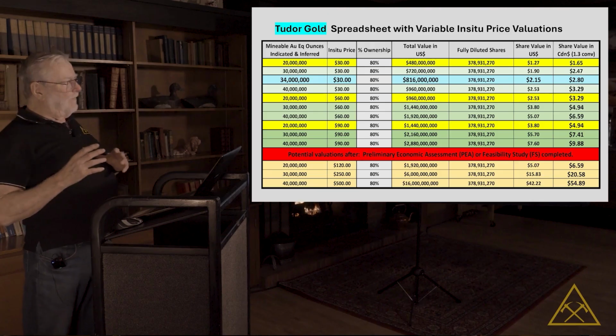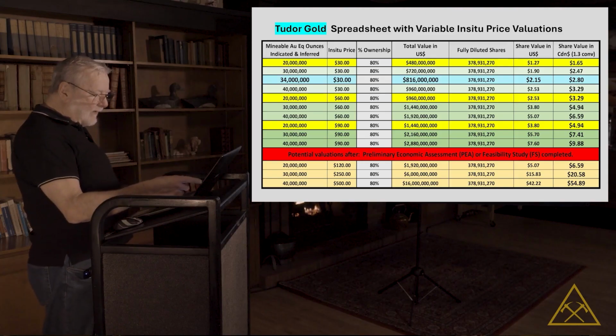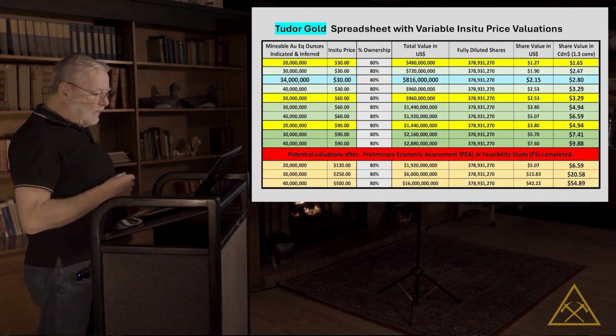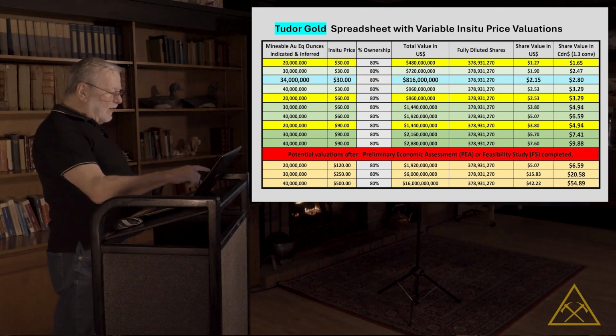What you want to do with the spreadsheet is start looking at what other acquisitions are being done for and see what those in situ valuations were. Then you can take that and plug it in here and say, oh, 30 million ounces at $90 in ground, because that's what other deals have been going for, will give us a share price of $5.70 US or $7.41 Canadian.